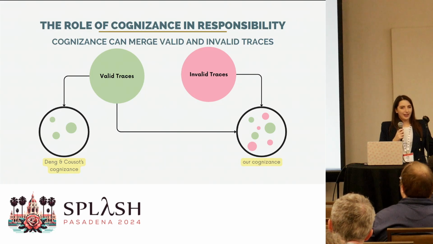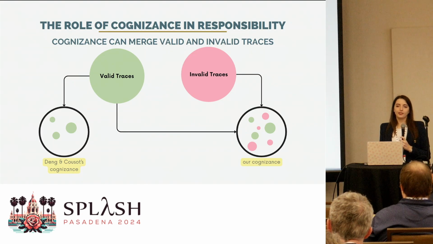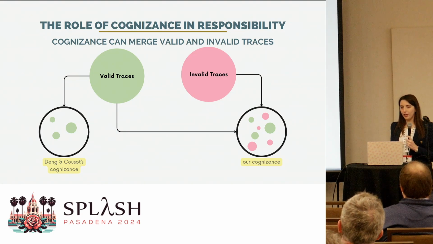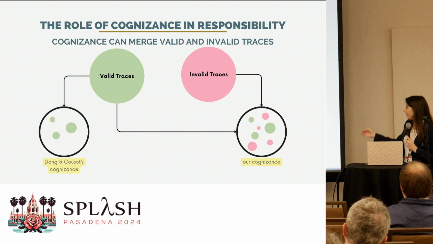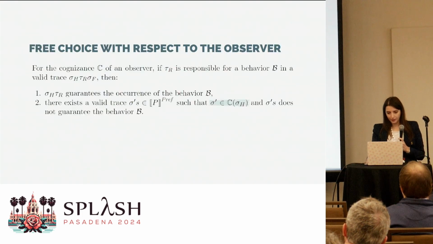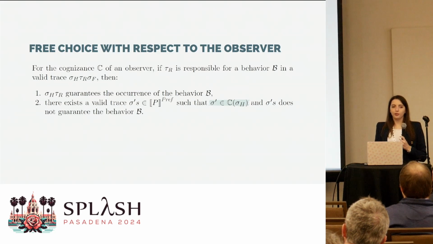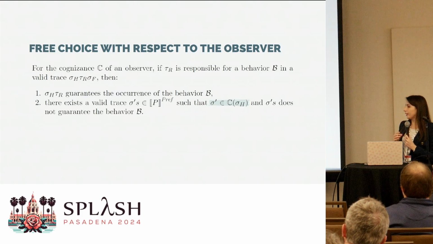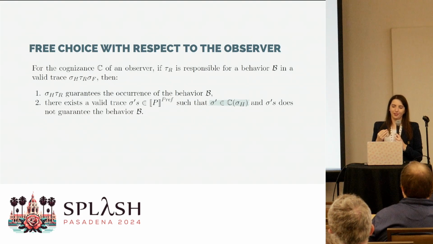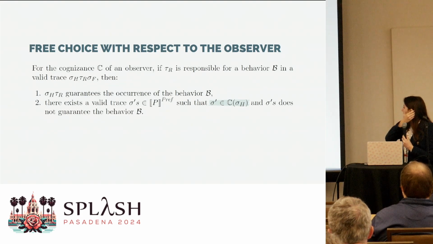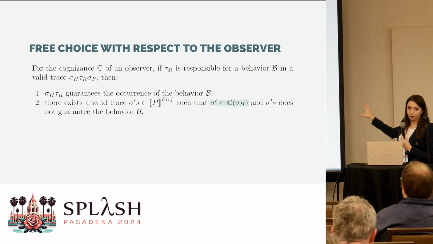Okay, after formalizing all the responsibility analysis, we asked ourselves, what happens if we allow the cognizance function to mix valid and invalid traces? We discovered that the previous results on free choice are not valid anymore. So we had to adjust a little the theorem we've seen before. So this is the main contribution that we reached.